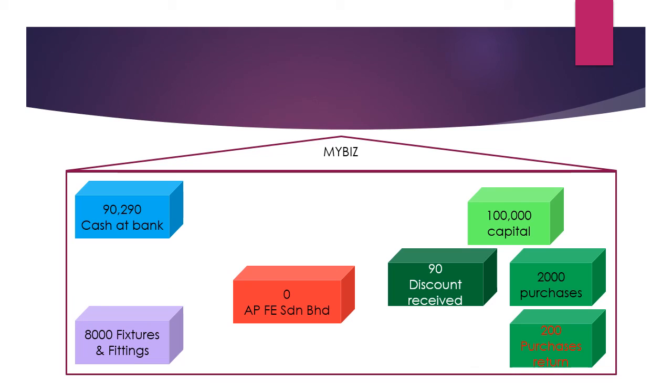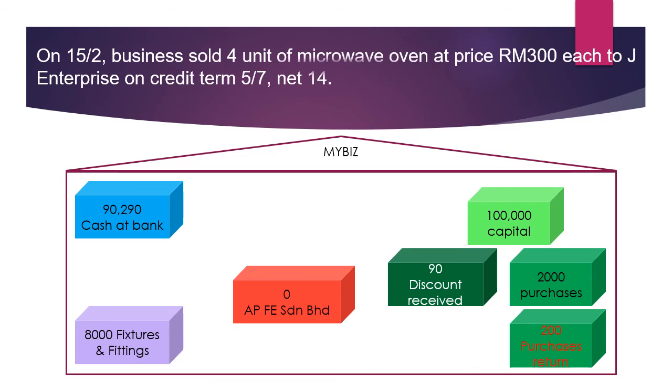So when you sell off the trading goods, you need to open up a new account of sales, because sales will be recorded using the sales price. Remember, the cost price of the oven is actually 200 ringgit. Now the selling price is 300. It's different. So 300 multiplied by 4 units of oven, the total sales would be 1,200 ringgit.